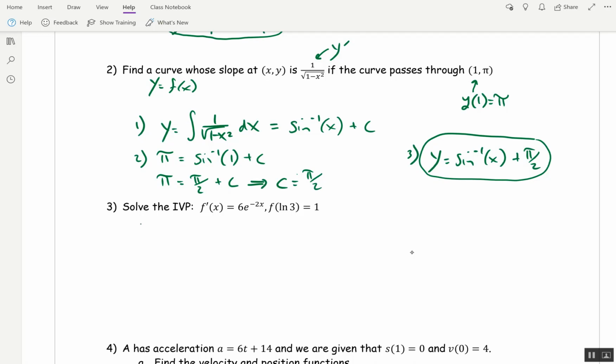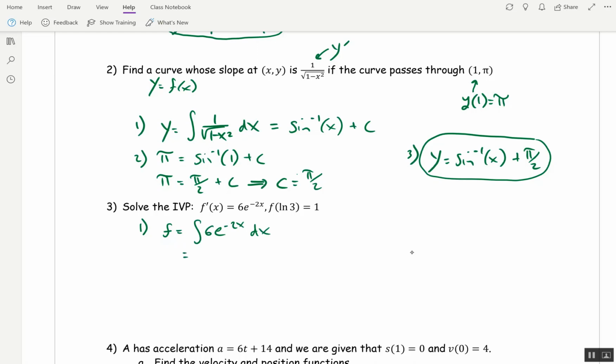So let's start it out. Step 1. Actually, maybe you should pause the video, try it yourself, and see if you get the right answer. Okay, hopefully you did that. Here, instead of y, we're told f prime, so I'll call my function f, or f of x, is the integral of 6e to the negative 2x dx.